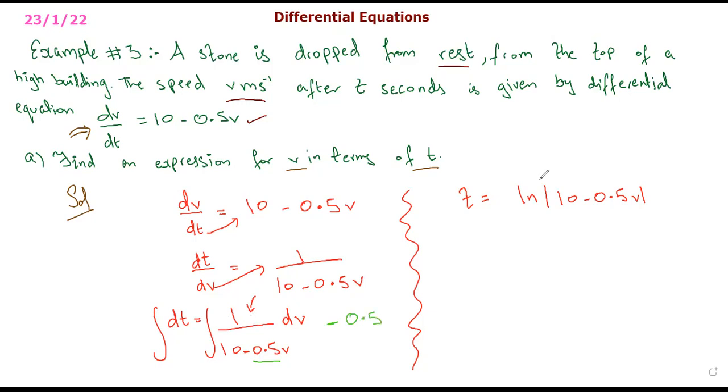Okay, so we don't have that in the numerator. So yes, it would be this, but with some changes over here. What we need to have is this, so I will multiply this and divide as well, just so it is mathematically correct, right? And now I can say minus 1 by 0.5, right? And this can be written as t equals minus 2 ln 10 minus 0.5v.